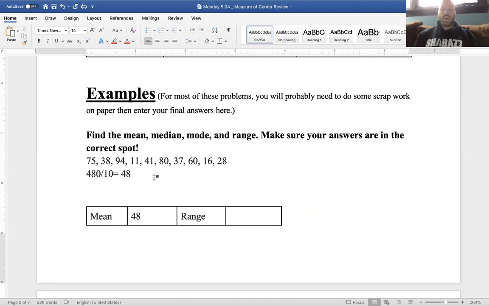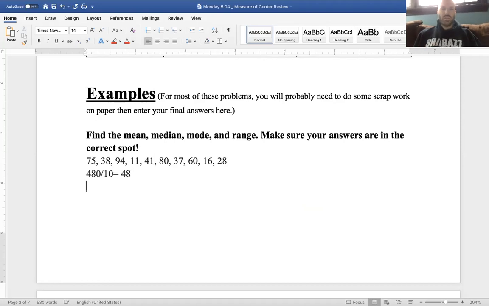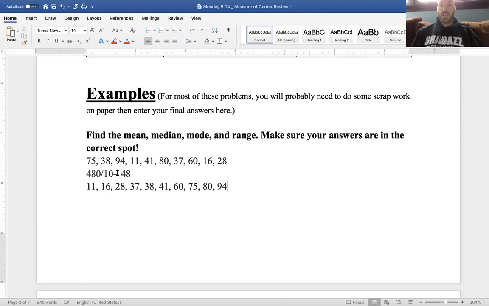Okay, next one, I'm going to do my median. This is just the order that I always go in, but you can really go in any order you want. To do median, I have to line them up from least to greatest. 11, then 16, then 28, then 37, 38, 41, 60, 75, 80, and 94. I'm always going to double check and make sure that I have the right amount of numbers. 1, 2, 3, 4, 5, 6, 7, 8, 9, 10.